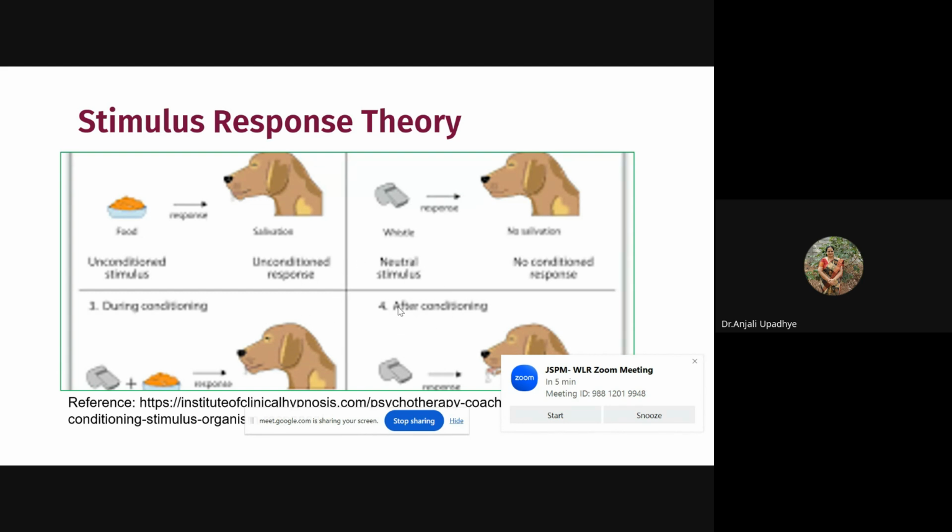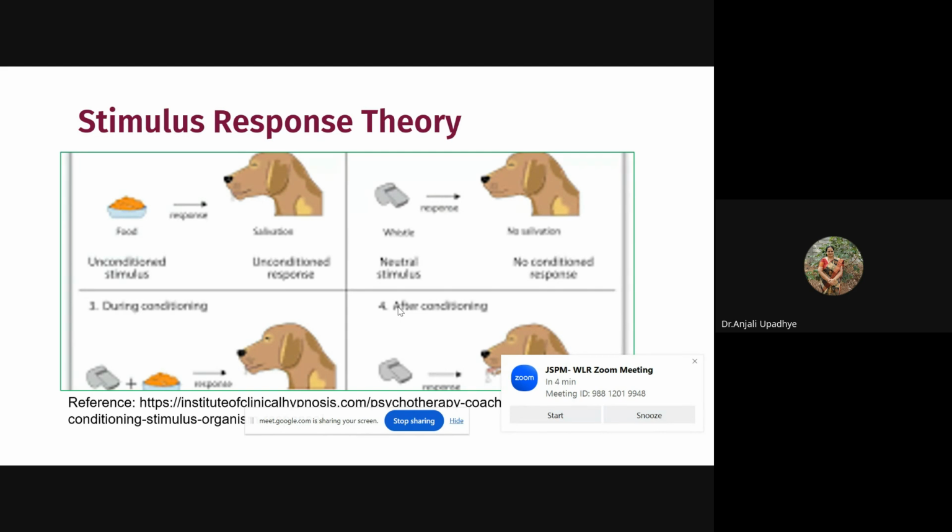Whenever you say sit to the dog, it does not respond at all. But whenever you say sit and give the food and whistle, all three things simultaneously, then naturally the dog will salivate and is ready to eat.